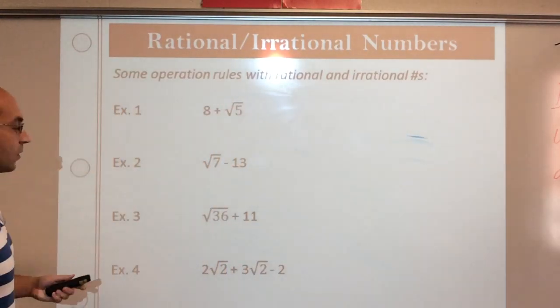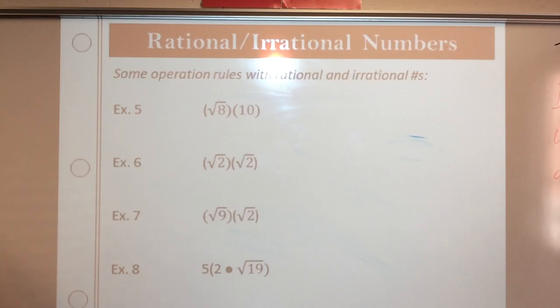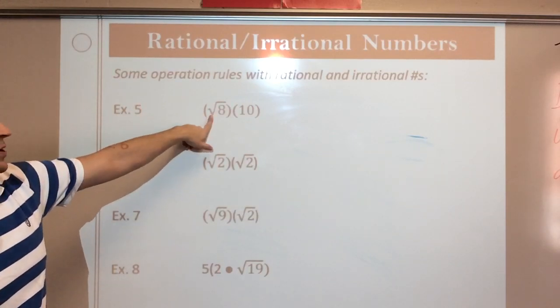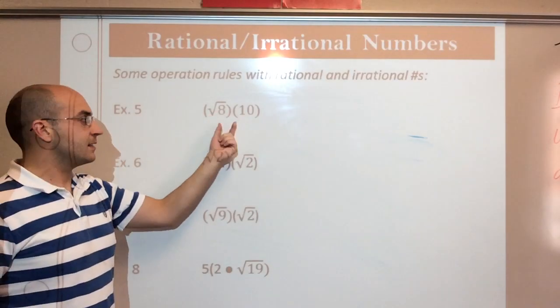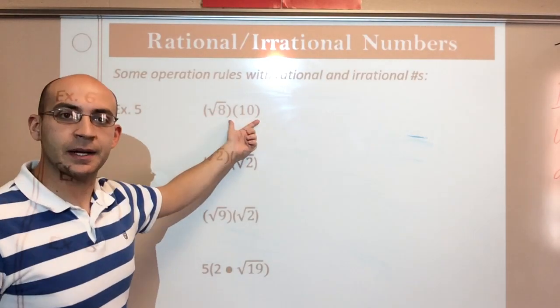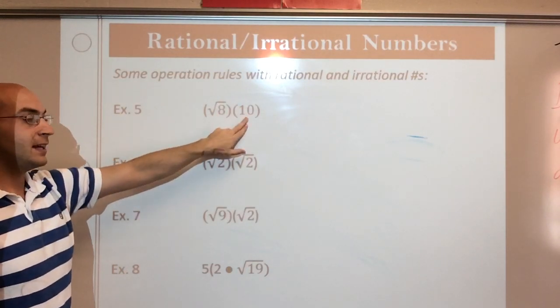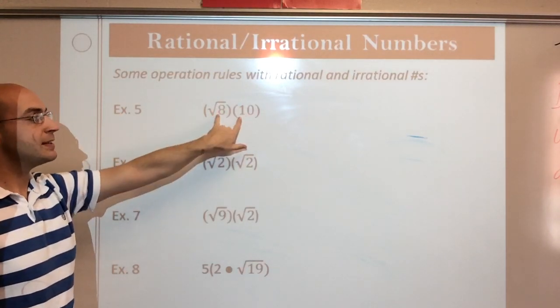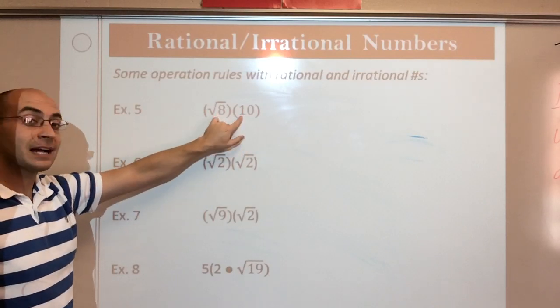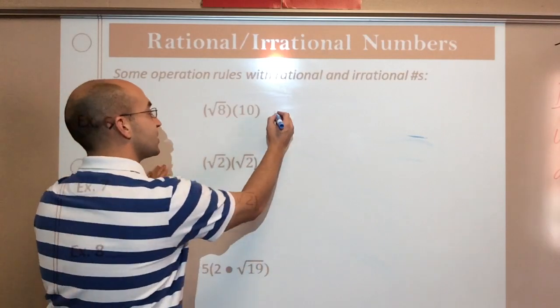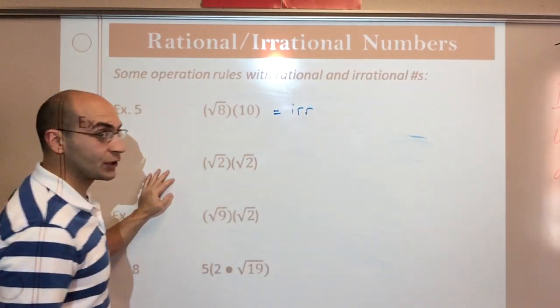All right, I think I got one more for you. I lied, maybe 2. We're just going to do 2 of these and we'll move on. Example 5, the square root of 8 times 10. I'm going to use parentheses. It's going to be a little easier for me. The square root of 8 is irrational. 10 is rational. When I multiply these two together, I am going to get an irrational number. So a rational times an irrational is going to give me an irrational number.